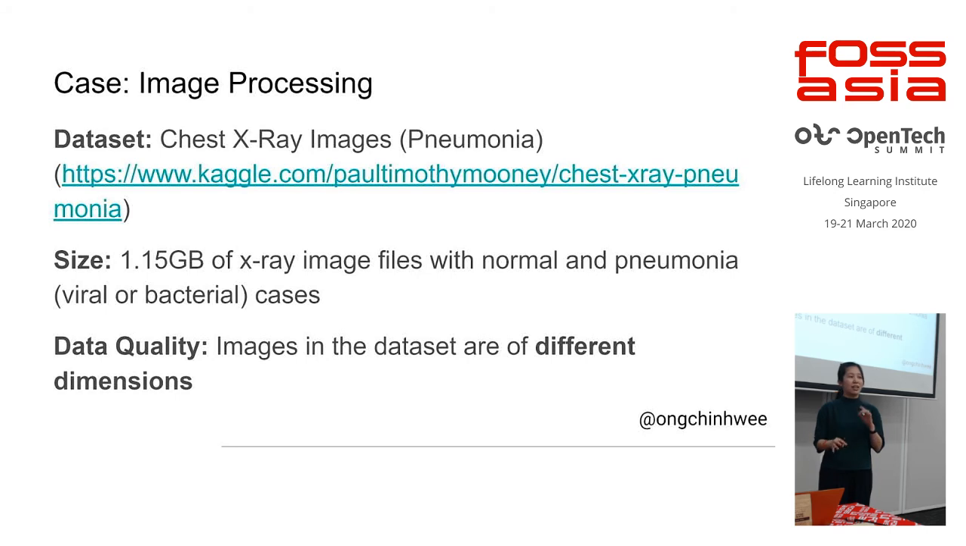And now another case would be image processing. Typically for image processing, our images will be quite big, and we will try to size them to a unified dimension so that we can actually train our model. In this case, our data set contains images of different dimensions. Some can be really long, some can be really small, but we need to standardize them.